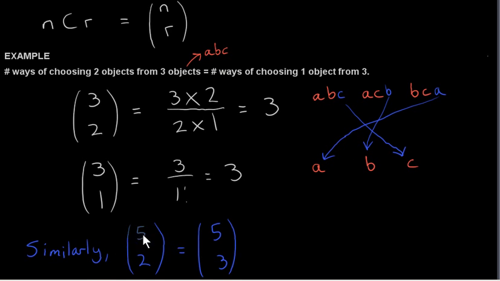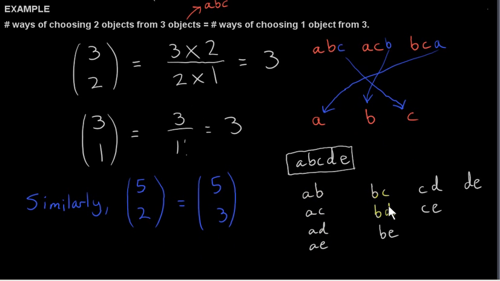Similarly, if we have, say, 5 objects or 5 letters, suppose we have A, B, C, D, and E. Well, the number of ways of choosing 2 objects from 5 is the same as the number of ways of choosing 3 objects from 5. Because if we choose any 2 of these letters, suppose we choose A, B, then by default there are 3 left over, C, D, and E.